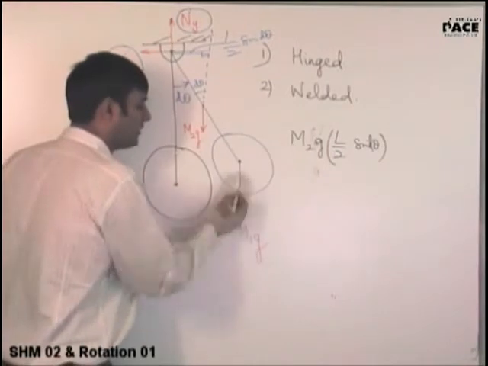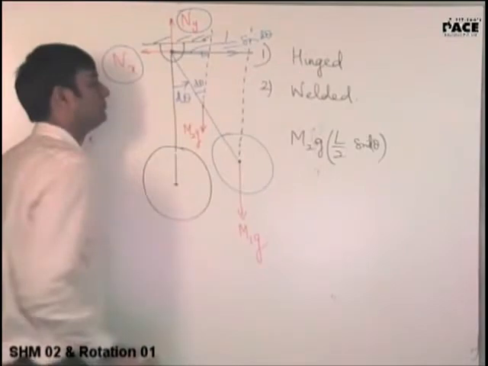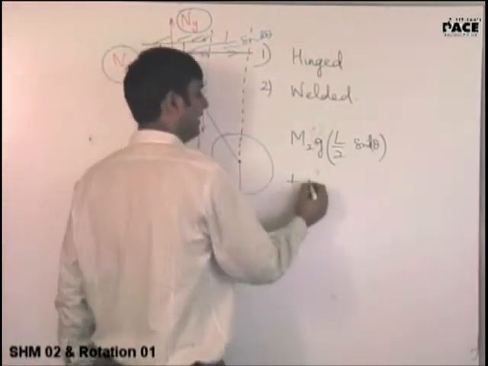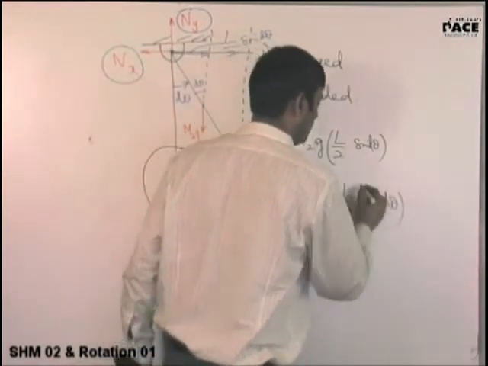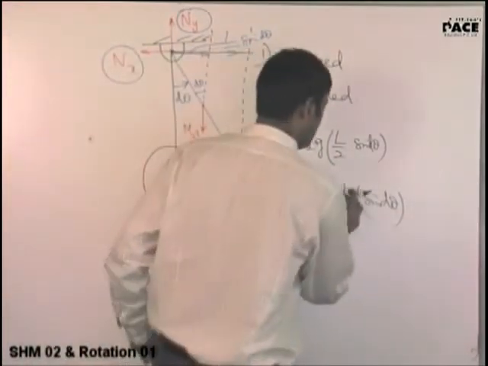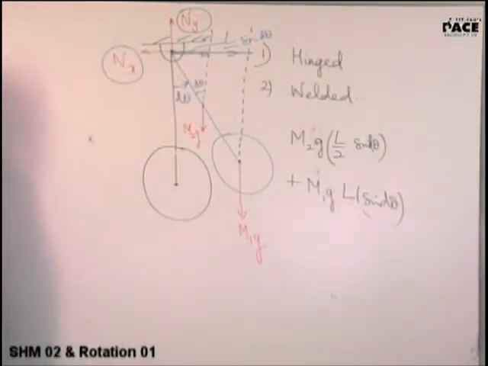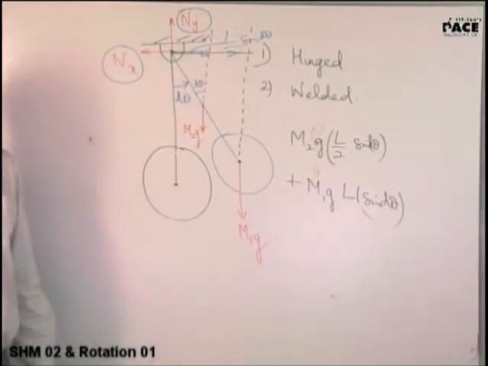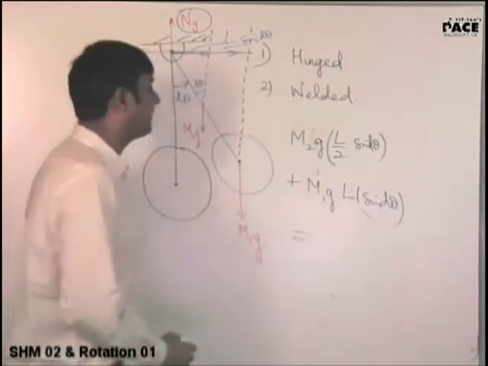Tell me what is the torque due to M1G? Fast. It will be plus, because that is also clockwise, M1G L by 2 sine d theta. Yes, I intentionally did this. Now, this is the net torque and it is clockwise due to both, yes or no? Is it clockwise due to both? Yes. Net torque is equal to I alpha.